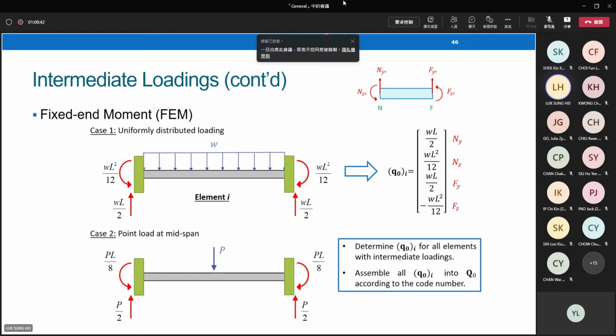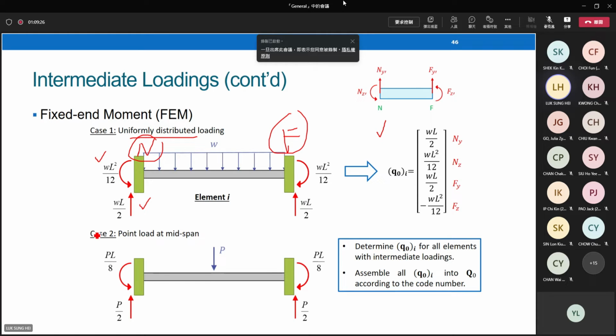Firstly, a beam under UDL. If you consider a UDL between 2 nodes, then the fixed end force and fixed end moment can be calculated using this picture. The force equals WL over 2, while the fixed end moment equals WL squared over 12. You can arrange them in a vector form because, in the stiffness method, we always arrange our components in a vector or matrix form: Ny, Nz, Fy, Fz. Here is N, here is F, as usual. For UDL, you can find the Q0 vector using these expressions.